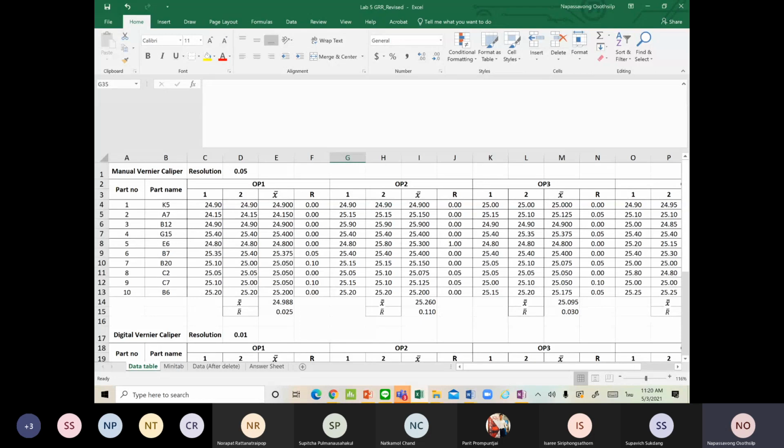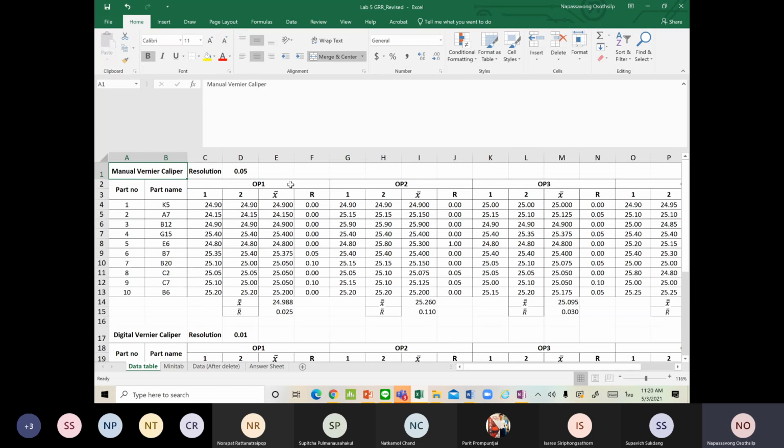In this case, if you take a look at the data that we have, I will ask each one of you very quickly, so be prepared and be ready to respond. In this case, we have a measurement device, which is the vernier caliper, and we have 2 types of vernier. The first one is called the manual vernier. Have you ever used a vernier?